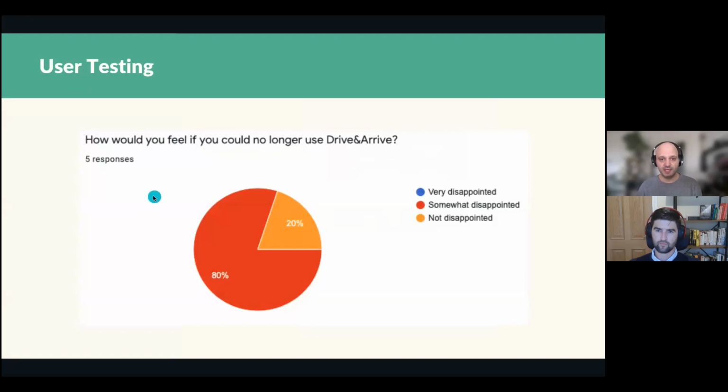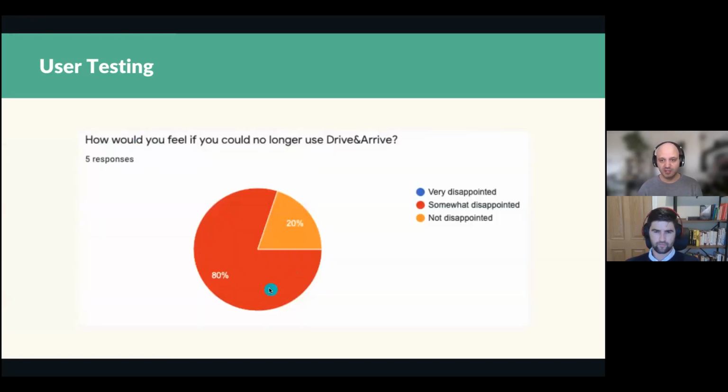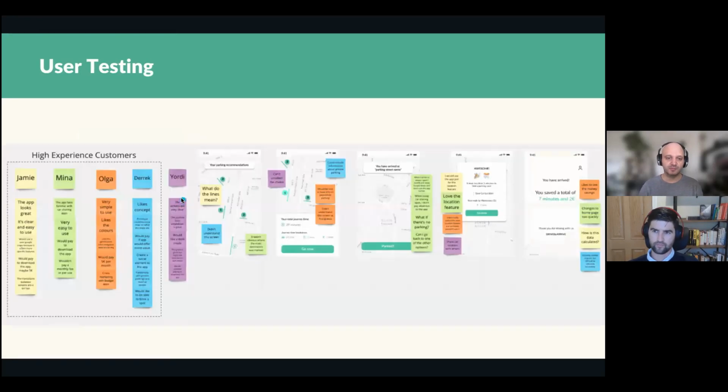From the user testing, I was happy to get the response that only one of the testers would not be disappointed if they could no longer use the application. So this was a very nice response, even though it was only 5, but it was still very good to see that feedback. So I then collected all the feedback from identified high experience customers, which are the customers that belong to the somewhat disappointed group.